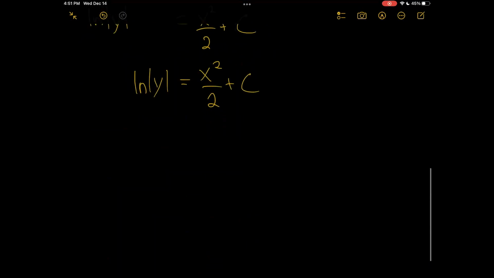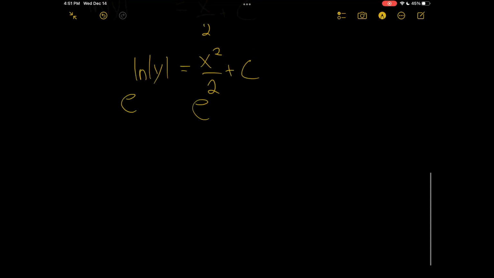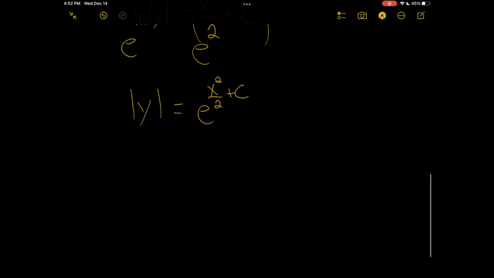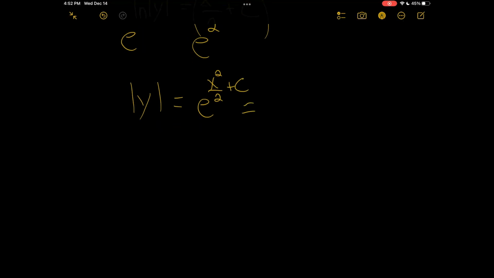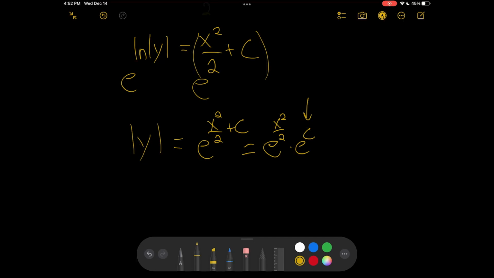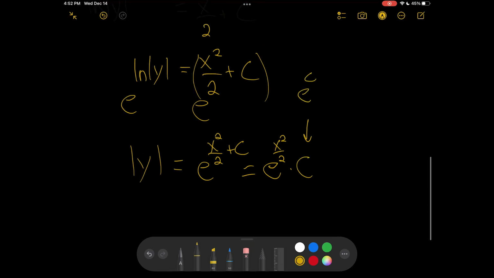We just need to solve for y. So we're going to raise both sides to the e power to get rid of the natural log. This is going to be the absolute value of y is equal to e to the x squared over 2 plus c. And this is a property of exponents: if you have addition in the exponent of a base value, you can instead write this as the multiplication of 2 exponentials with the same base. So this is e to the x squared over 2 times e to the c power. And c itself is an unknown constant, so I'm going to replace e to the c with just c, because e to the c power is just a different constant.